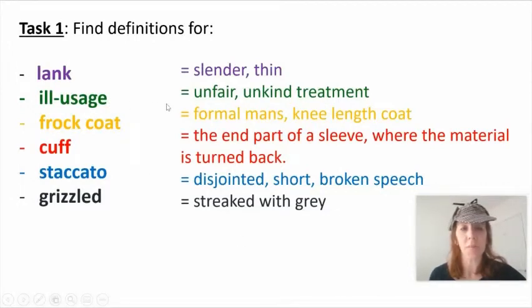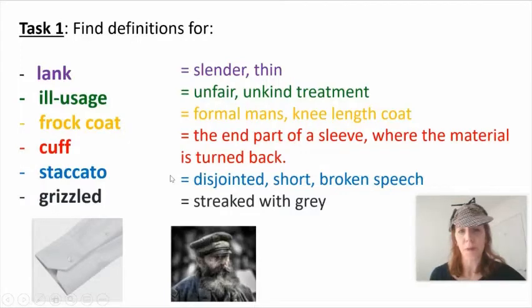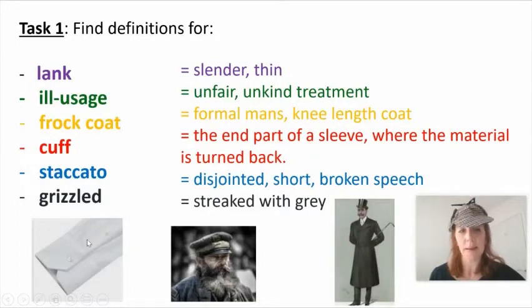Ill usage means unfair or unkind treatment. A frock coat, it was a formal man's coat. Knee length. A cuff is the end part of a sleeve where the material is turned back. Staccato means disjointed, short or broken speech, but it also applies to music as well, so you can play very short musical notes. And grizzled, it means streaked with grey, so a brown beard or a black beard streaked with some grey in it. You might say that my hair is looking rather grizzled at the moment.